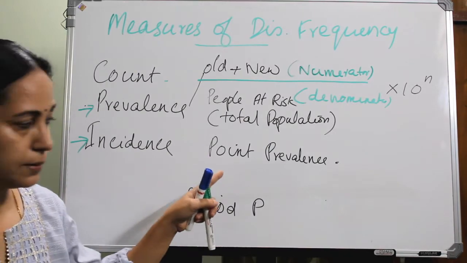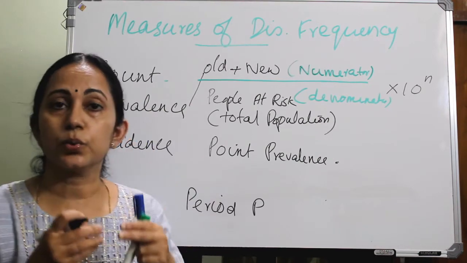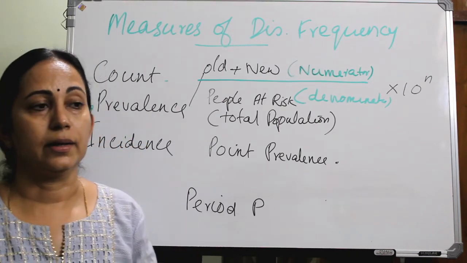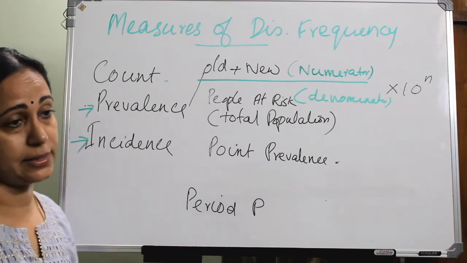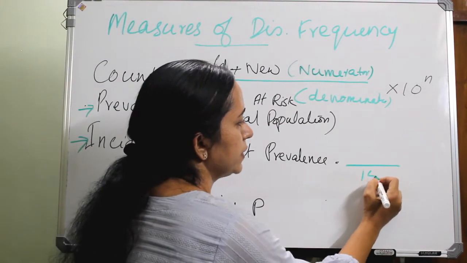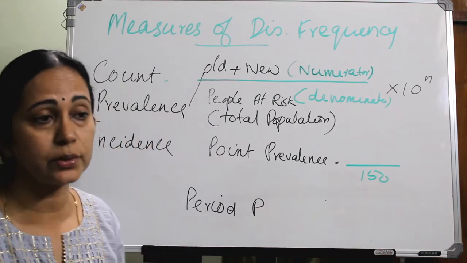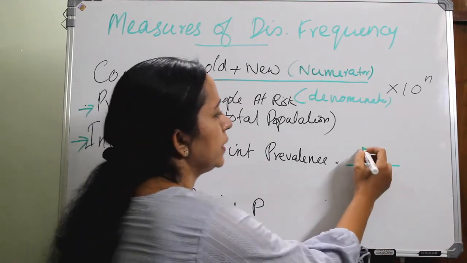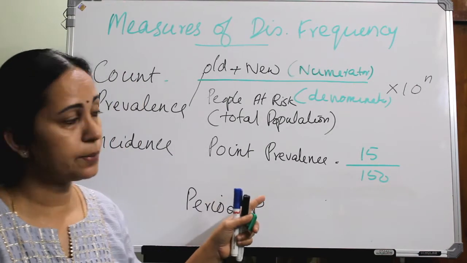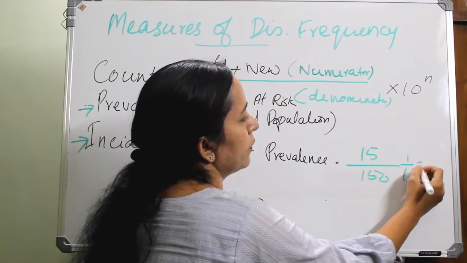As the term suggests, point prevalence is a prevalence at a particular point of time. For example, in a school there are 150 students studying, and the principal conducted a medical checkup for the school to find out the presence of refractive errors on March 12th of 2020. They found out that 15 students were having refractive error on that particular day. So that is point prevalence. What is the point prevalence? 15 divided by 150, which is 1 by 10, and multiplied by a power of 10, it is 10%.